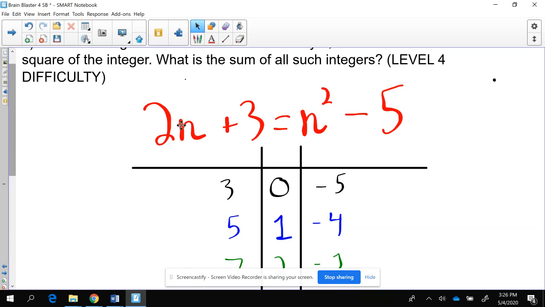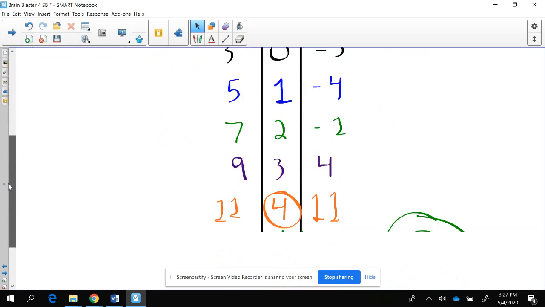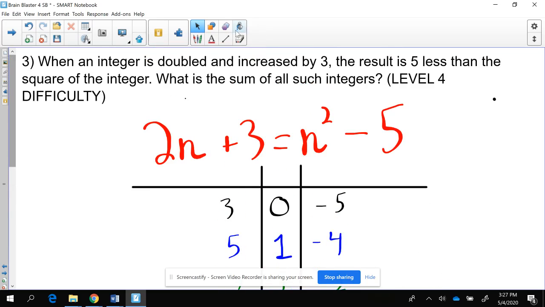4 times 2 is 8, 9, 10, 11. 4 squared is 16, minus 5 is going to be 11. So on this side and this side, when you plug in the number 4, it does work. The question is, this is why it's so tough, what is the sum of all such integers?